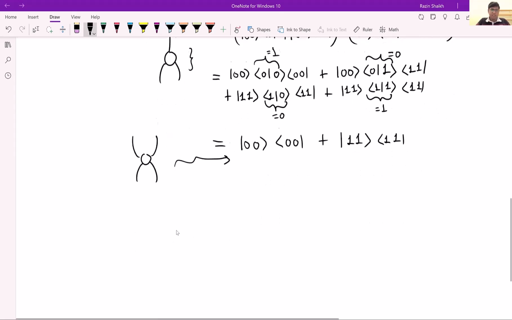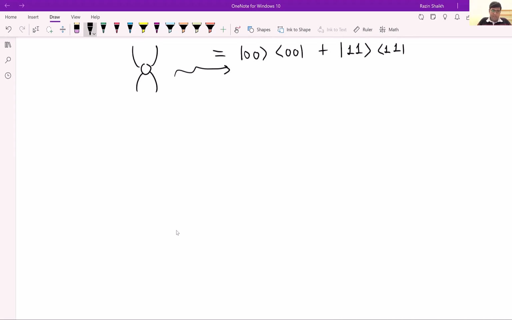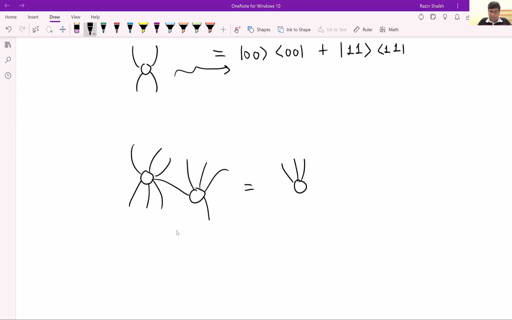So in fact, this works even more generally. If I have a spider with many different legs that's connected to another spider, which can also have an arbitrary number of legs, then I can fuse those spiders together as long as I make sure the number of legs are kept the same. So here there were 3 and 3, so I should in total have 6 output legs, and the total number of input legs were 3 plus 1, so I should have 4 input legs.